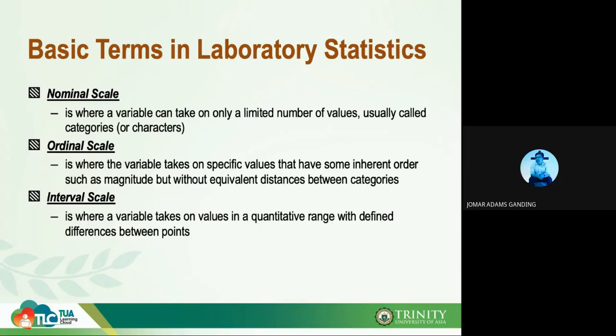Another example of your ordinal would be your Richter scale for your earthquake, the magnitude of your earthquake. So you have your intensity 1, intensity 2, and so on and so forth. They take a specific value and they represent a particular characteristic, the magnitude of your variable.